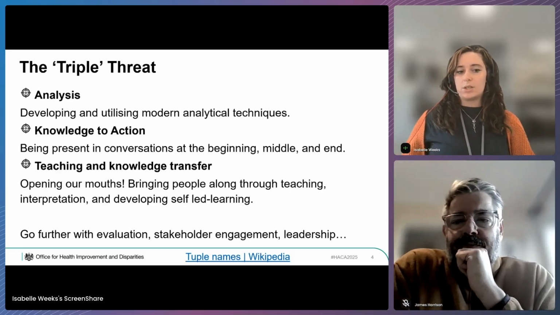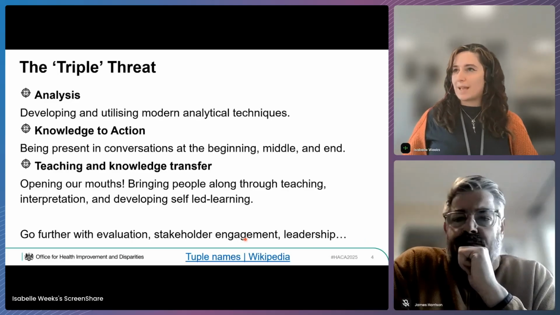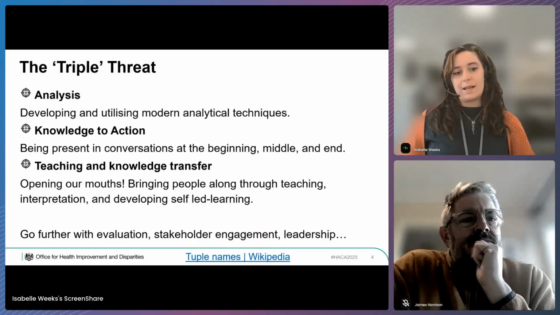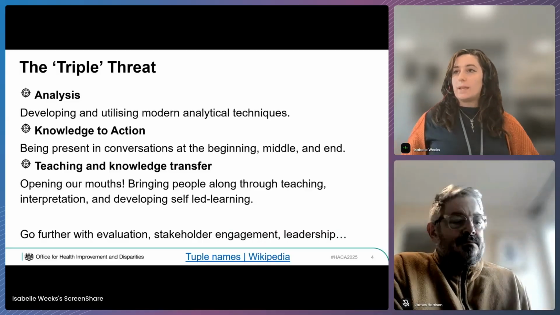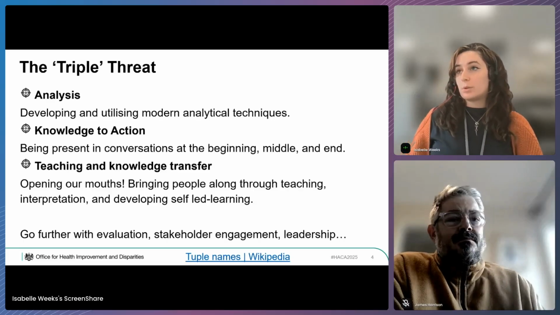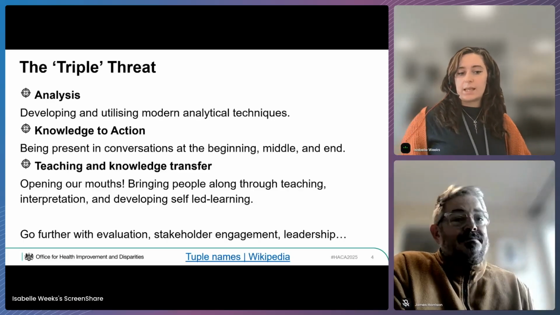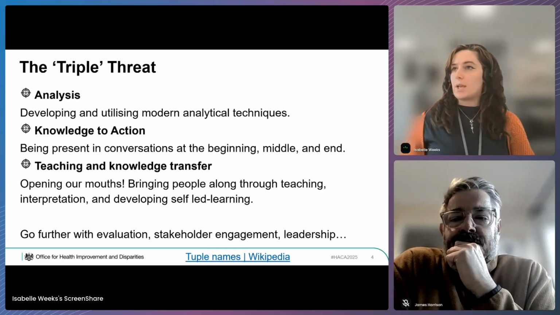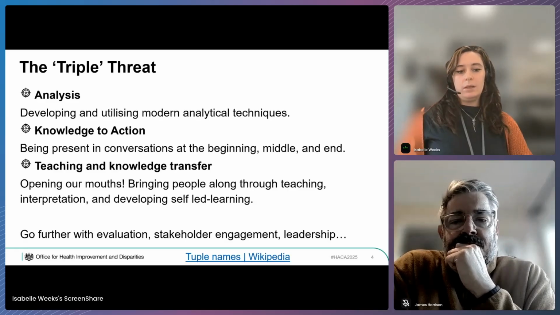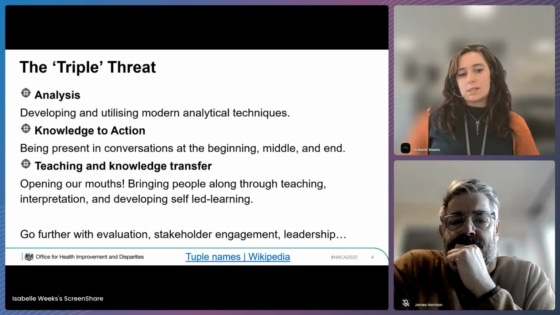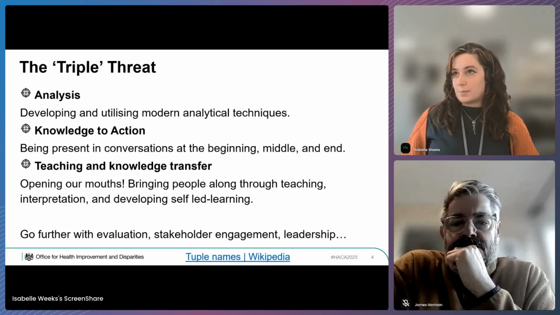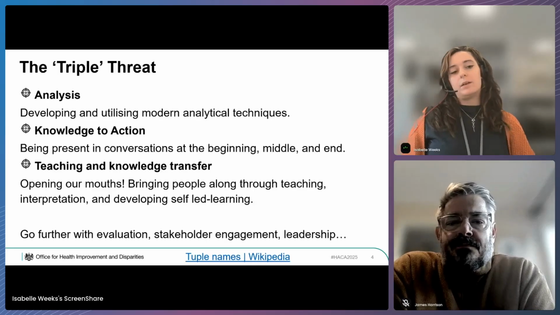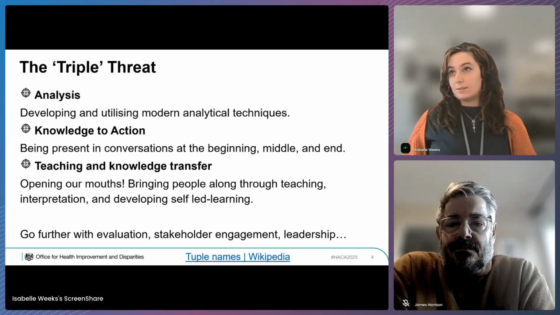We've got knowledge to action, or K2A, so moving past just the analytical bit, we want to be involved in conversations throughout. So at the beginning, we as analysts probably know what's possible or what's not, and we can help with setting expectations and scope. And at the end, we want to share what we have done and make people care. You know, what is the point in doing all this hard work if no one looks at it, no one knows about it, and no one even cares about it? We want people to care, we want action. But we'll come back to the K2A cycle later.